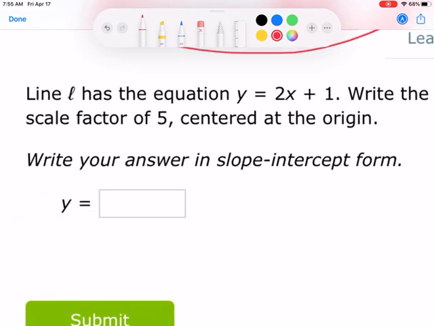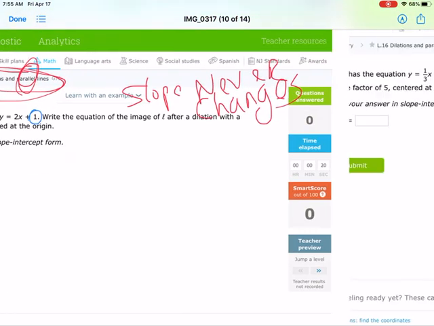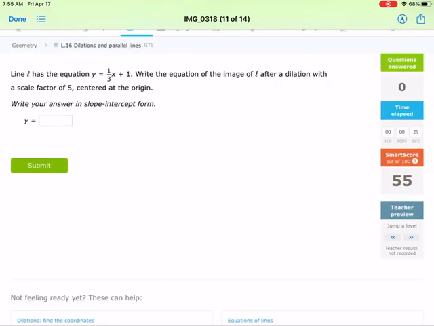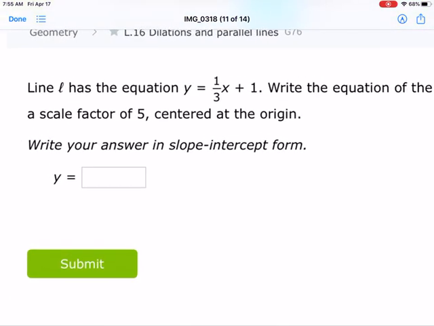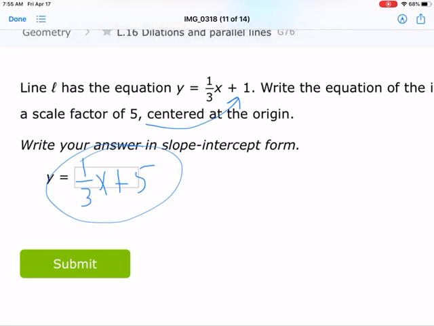So slope never changes, so it's just going to be y equals 2x. And then multiply the y-intercept by 5. So 1 times 5 is 5. And that's your answer. That easy. Done. Scale factor of 5 again. The slope never changes, so it's going to be 1/3 x, then times that number by 5, so plus 5. That's your answer.